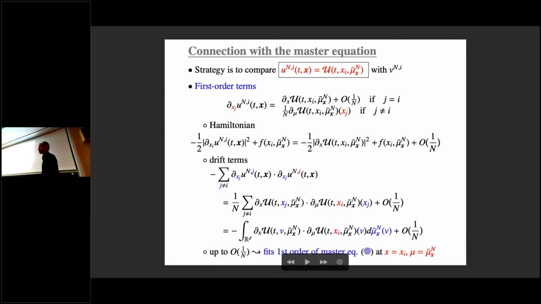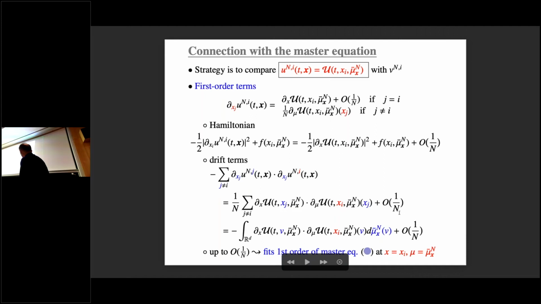Okay, and then what you have to do next is dxi u and j. And now i is not equal to j, so I get 1 over n in front of this. I have the sum over all the particles, and I get the Wasserstein derivative. And this is computed at xi, because here this is an i, but the derivative is computed at xj. So it's a bit complicated, because I have one derivative in xj, but this is the value of player i. So here this is i, and here this is j. And then plus a remainder of size 1 over n.